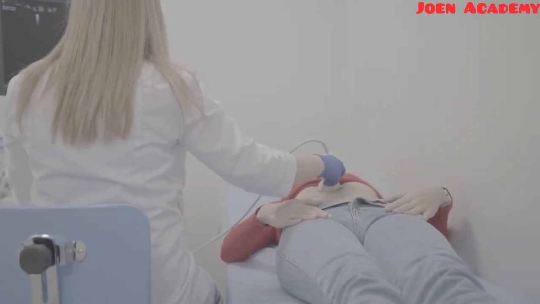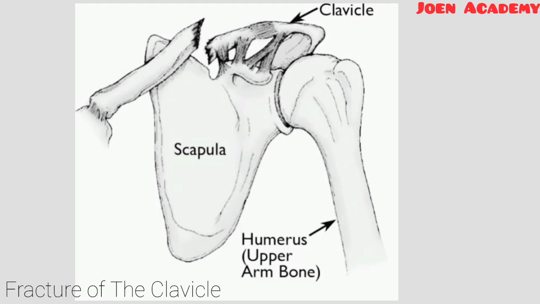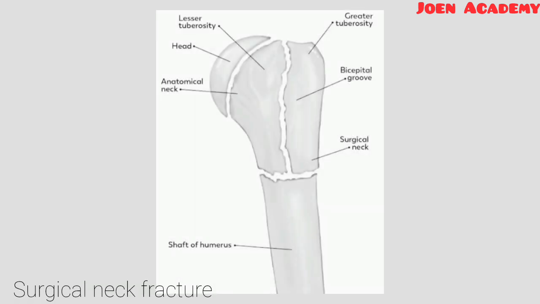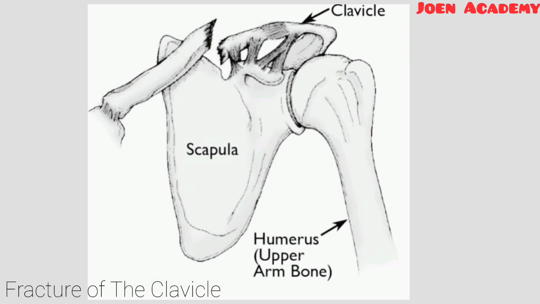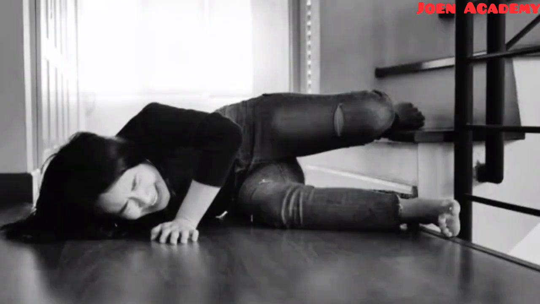Some of the important clinical implications include fracture of the clavicle, surgical neck fracture, midshaft fracture of the humerus, and supracondylar fracture. For fracture of the clavicle, it is important we note that the clavicle acts to transmit forces from the upper limb to the axial skeleton. Because of its size, it makes the bone susceptible to fracture. The most common mechanism of injury is a fall onto the shoulder or onto an outstretched hand.